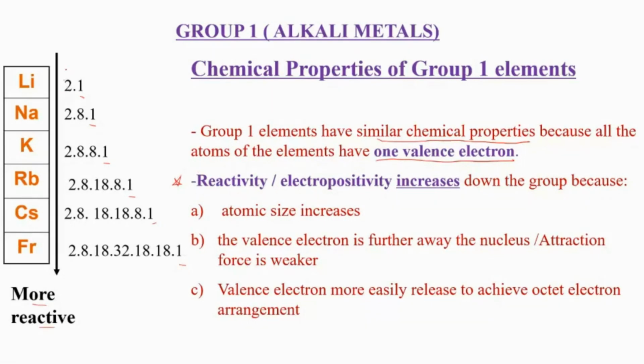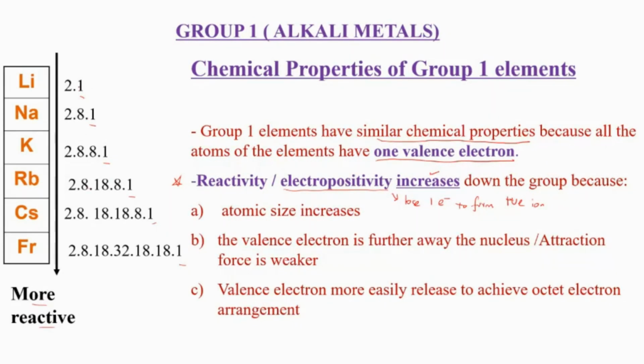Here we can see that going down group 1, the reactivity increases and it becomes more reactive. Here it is actually called electropositivity. Electropositivity means it is able to lose one electron to form positive ions, or cations. That's why it's called electropositivity. So why does it become more reactive?